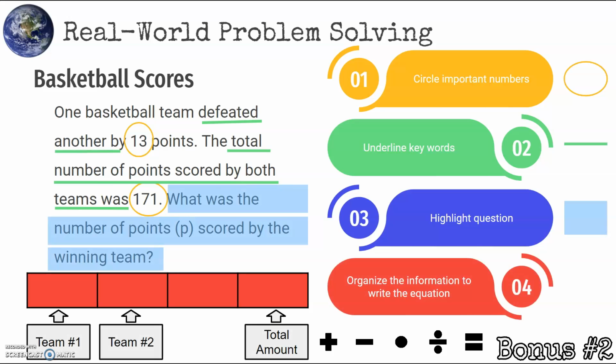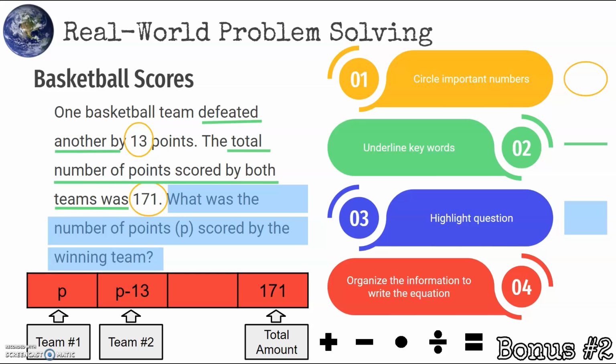We're going to now organize the information. We know our total amount is 171. Again, pull that down really quickly because that's going to be one thing that's out of the way. We know that one team had a number of points minus 13 because they were defeated. So team number 2, they lost by 13 points. But we don't know how much the winning team won, or team number 1. We don't know how many points they had.